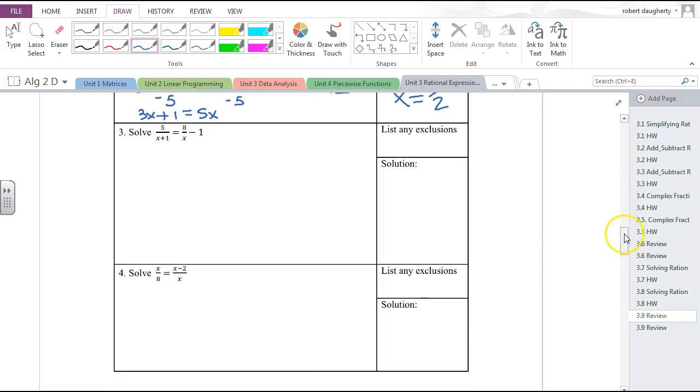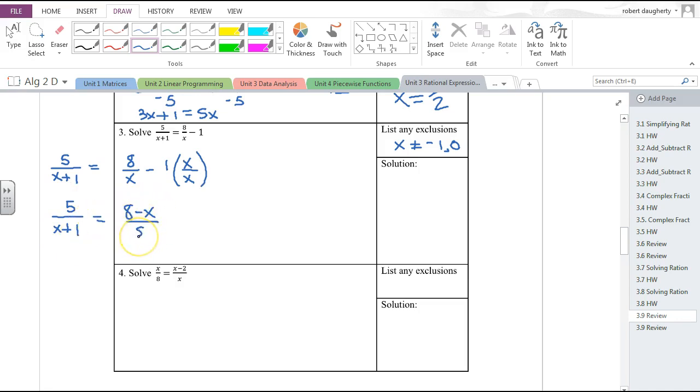Number 3, another rational equation. If I look at the right side, I need to combine those so I can see what the expression is. My exclusions: x cannot be equal to -1 or 0. So this turns into 5 over x plus 1 is equal to 8 over x minus 1 times x over x. That will give me the common denominator on the left side. So I will have 5 over x plus 1 equal 8 minus x over x.